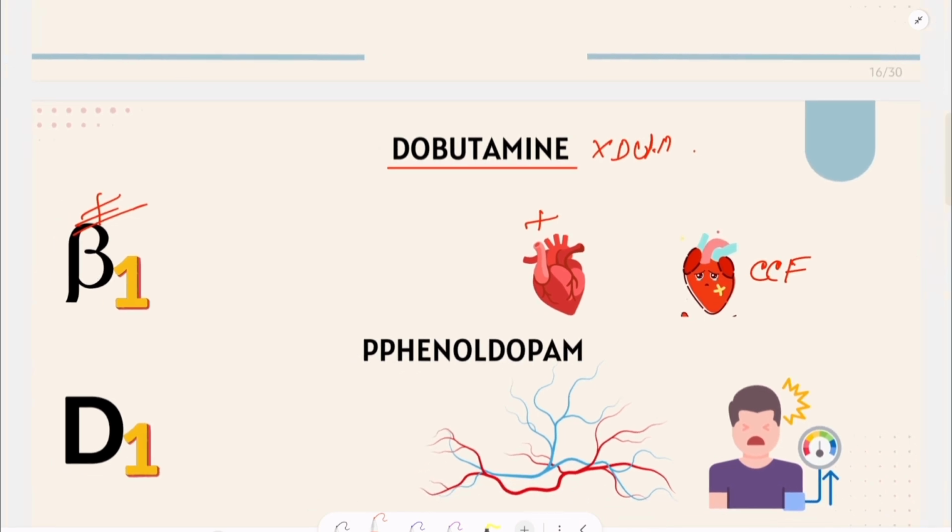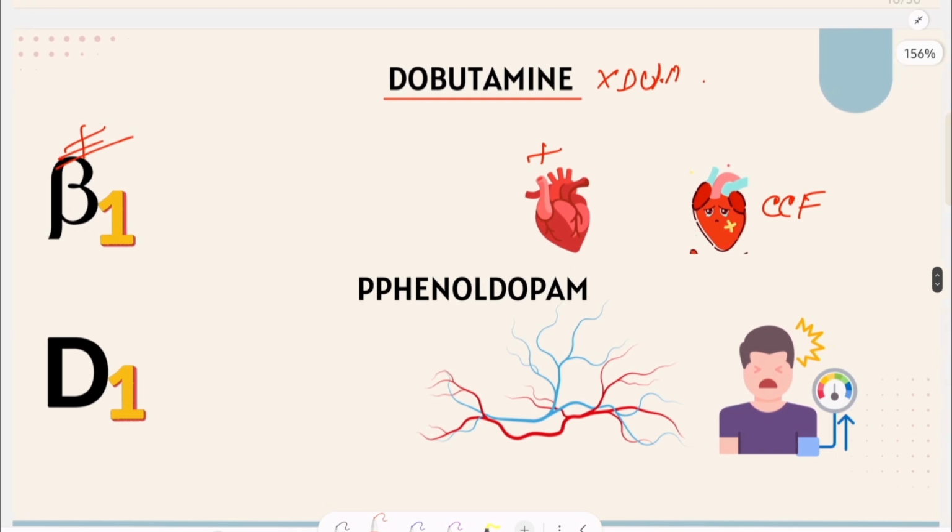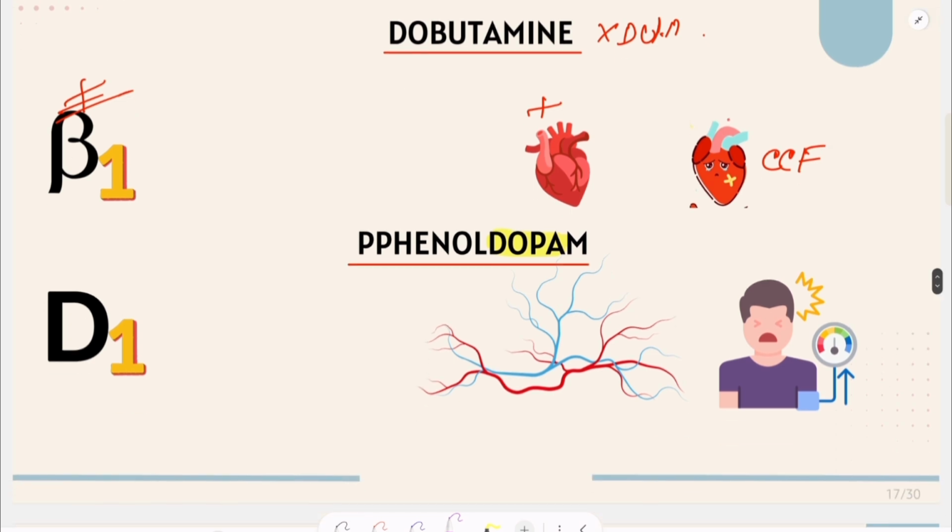Now, if you see another drug named phenoldopam, see it carefully. Its name also contains dopa. So, that means it will also stimulate D1 receptors. If you read the name again, phenoldopam will look like only dopa. That only dopa means it will stimulate only D1 receptor.